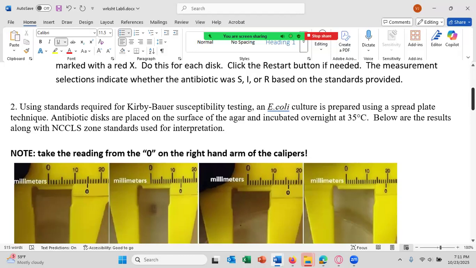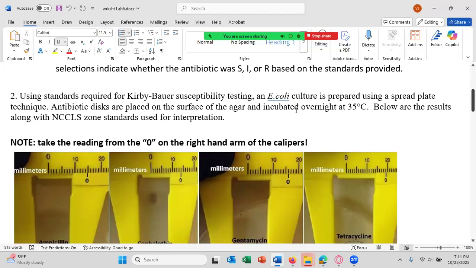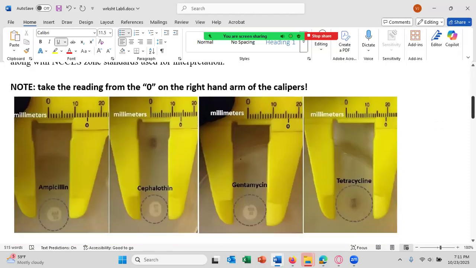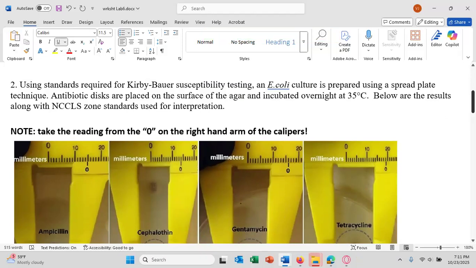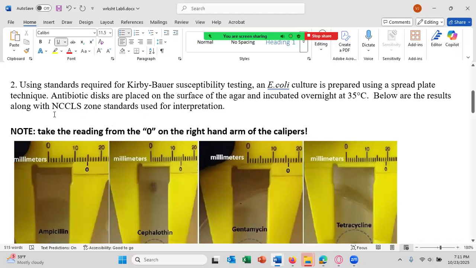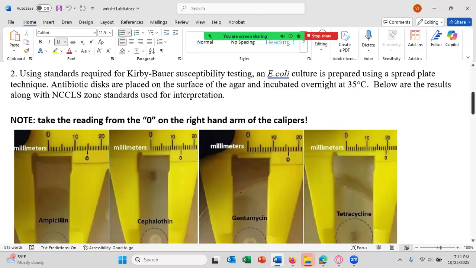So you're first going to be doing the Kirby-Bauer disk susceptibility test using E. coli as your bacteria, and then testing it against 4 antibiotics: ampicillin here, cephalothin here, gentamicin there, tetracycline there. And then you're going to measure the diameters of the zones of inhibition around the different antibiotics, and then compare that measurement to the standards in the table from NCCLS, the National Committee for something, something standards, I think. I don't remember what NCCLS stands for.